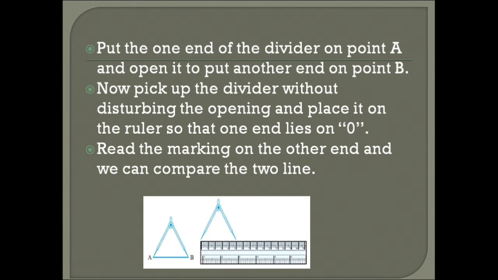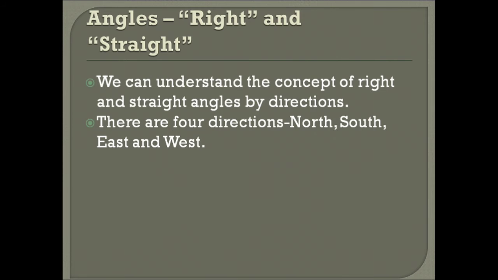Now let's see some angles, that is right angle and straight angle. Now see, you must be wondering what is a right angle, what is a straight angle, what is an angle. In our previous chapter, we have studied what an angle is, right? When two rays emerge from one common point, they form an angle. Now we will understand right angle and straight angle with the help of directions. You all know that there are four directions, that is north, south, east and west. So with the help of these directions, we are going to understand the concept of right and straight angles.